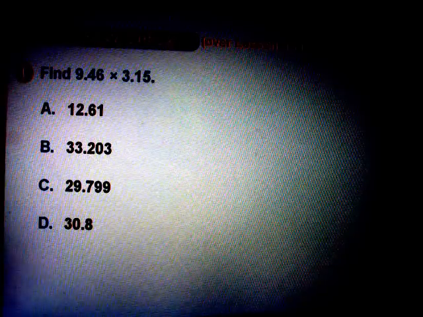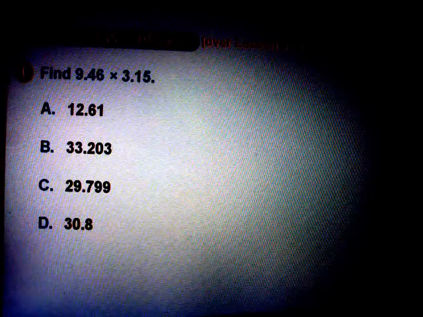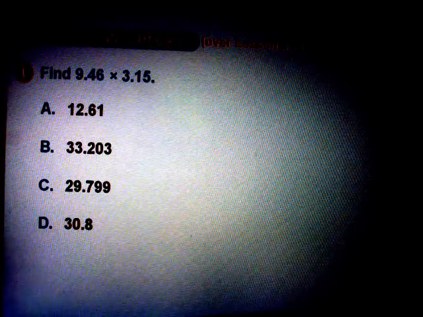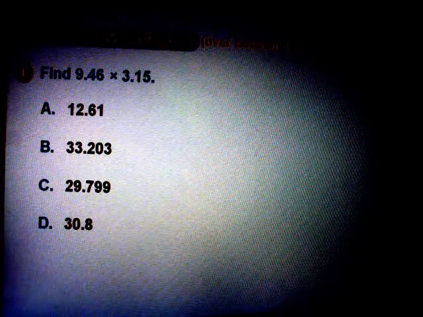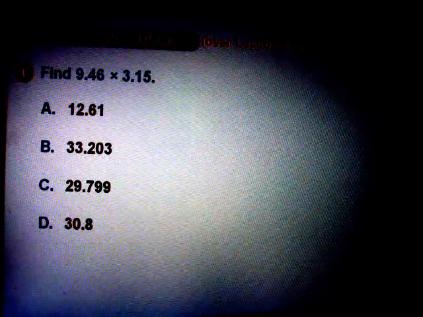Now at this point I expect you to pause the video and actually solve these out, because I can't really imagine that you can get this all done in your head. And your answer is C.